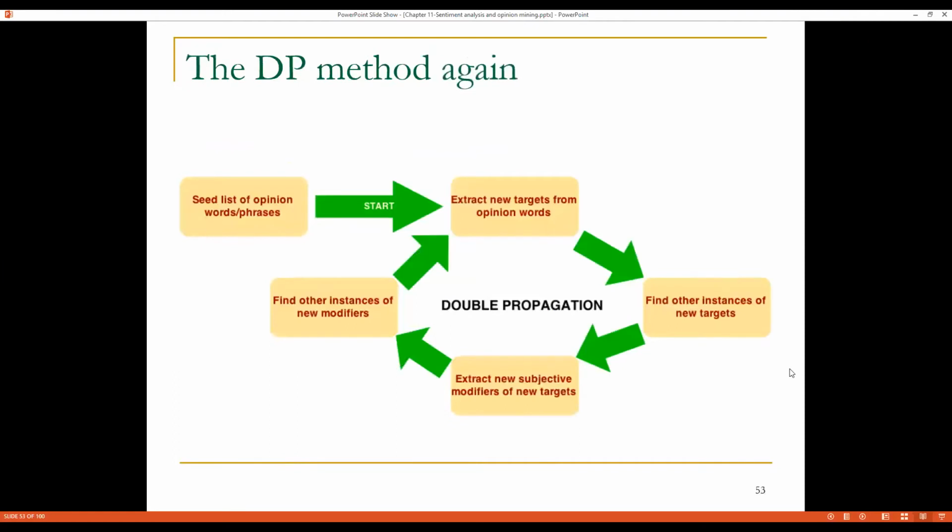And here is the double propagation method again, where it has a seed list of opinion words and phrases, and then you extract new targets from the opinion words, find other instances of new targets, extract new subjective modifiers of new targets, and find other instances of new modifiers, which brings you back to extracting new targets from the opinion words.